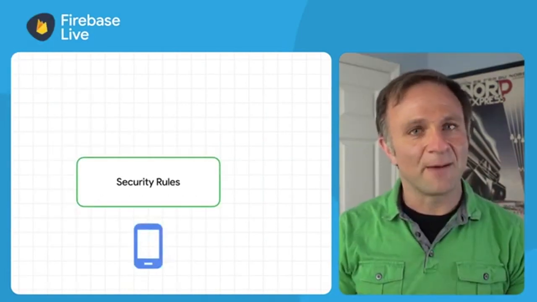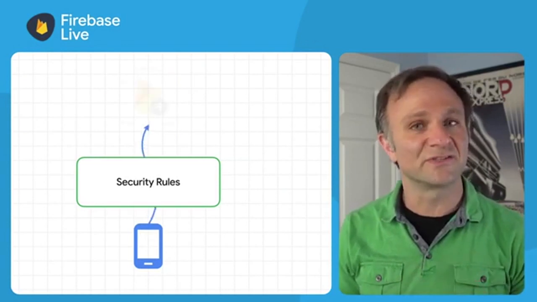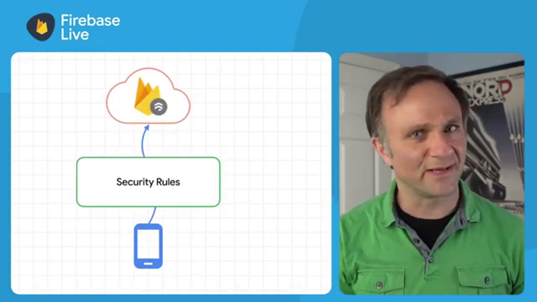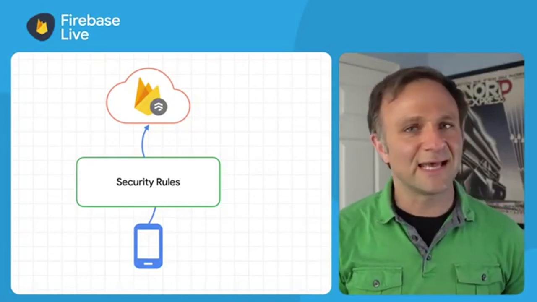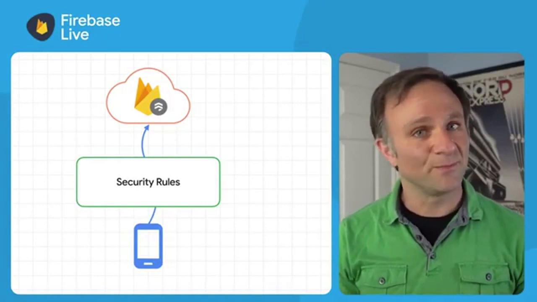Security rules are on the front lines of your app, and they're a big reason you can let all those untrustworthy clients talk directly to services like Cloud Firestore or the real-time database for a truly serverless experience. But they've been difficult to create and test, at least historically. Thankfully, things have gotten much better in the last few months.